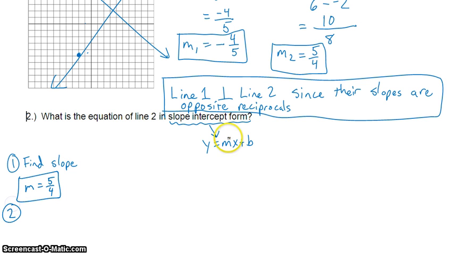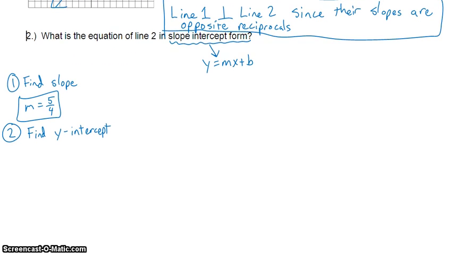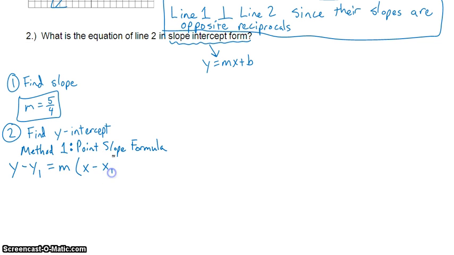Step 2, after I found this slope, I need to find my y-intercept. In order to find my y-intercept, I have two methods. My first method is known as the point-slope formula. The point-slope formula starts with y and subtracts y1, and it's equal to the slope of the line times x minus x1.